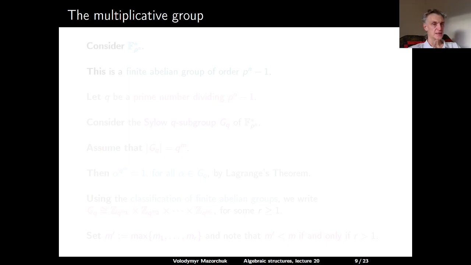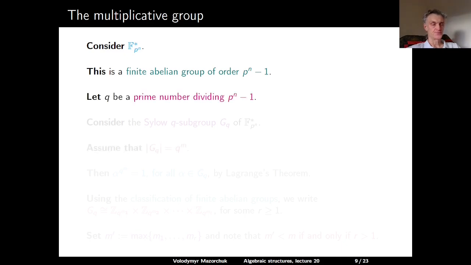Finally, let us discuss the last claim, that is the cyclicity of the multiplicative group of a finite field. Consider the multiplicative group of the field F sub p to the power n. This is a finite abelian group of order p to the power n minus 1. Let q be a prime number dividing p to the power n minus 1. Consider the Sylow q-subgroup G_q of our multiplicative group.